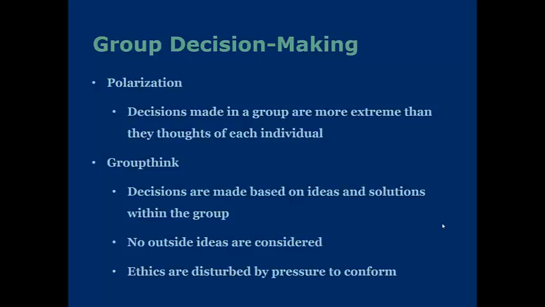Group decision making. First off is polarization. Polarization basically just states that decisions made in a group are more extreme than the thoughts of each individual. So an example of this is, say we were to go to a dog lovers meeting. We all may kind of like dogs, but if we're all together and talking about it, that might go to something more extreme.